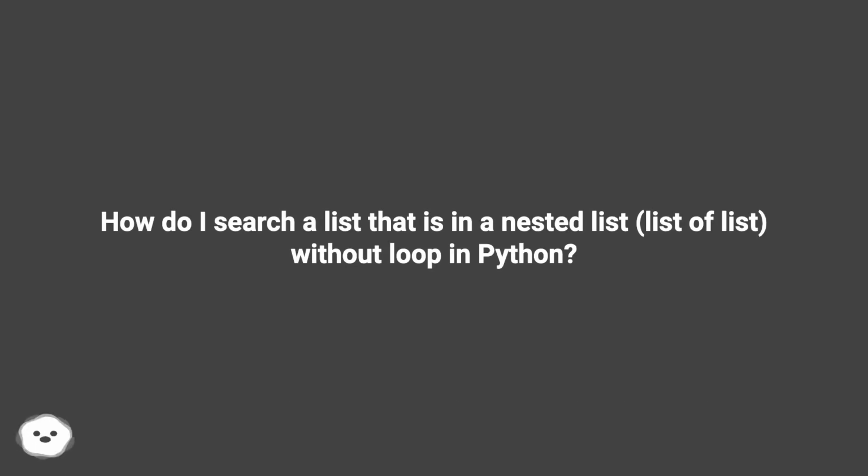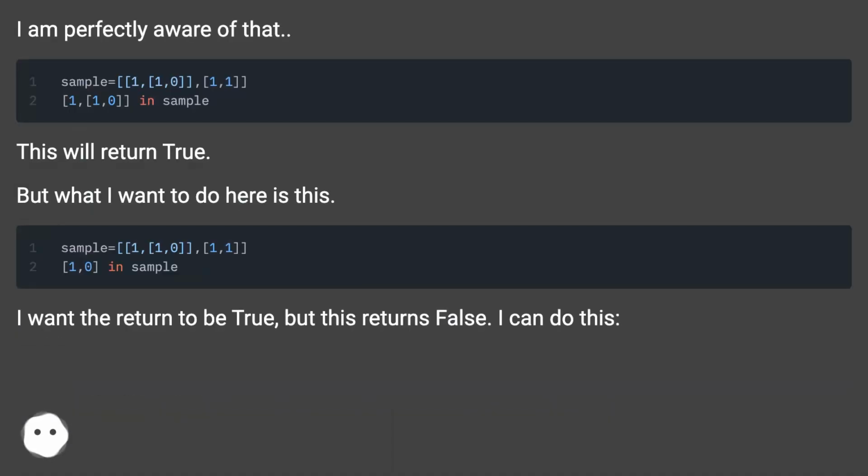How do I search a list that is in a nested list of lists, without a loop in Python? I am perfectly aware of that. This will return true. But what I want to do here is this. I want the return to be true, but this returns false.